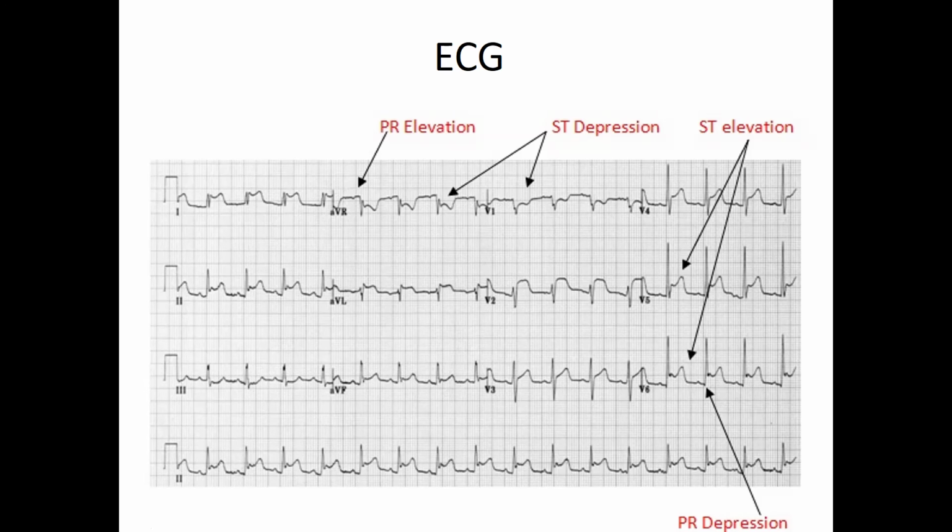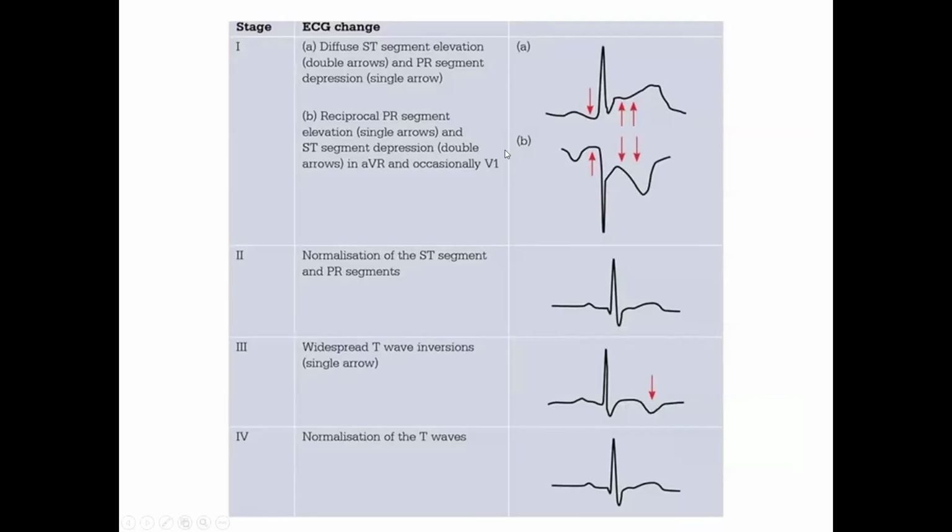The stages of pericarditis in ECG, usually we have different stages. The first stage is the diffuse ST segment elevation with reciprocal PR segment depression and ST segment depression in aVR and occasionally V1. The second stage is normalization of the ST segment and PR segment. In stage 3, we have widespread T-wave inversion. And the final stage is normalization of the T-wave. So these are the ECG stages of pericarditis.